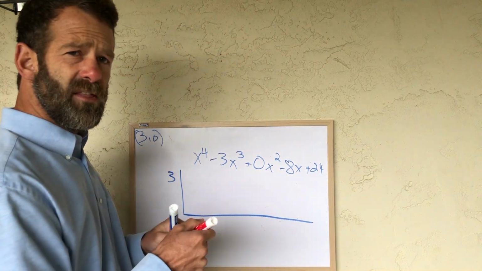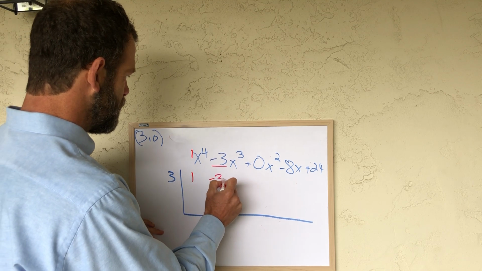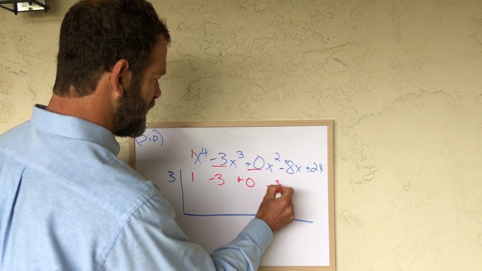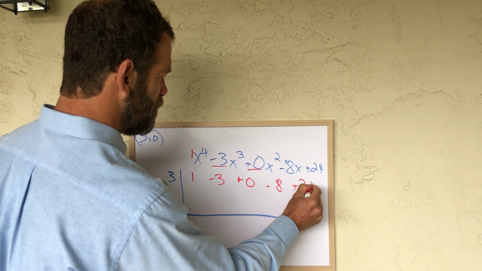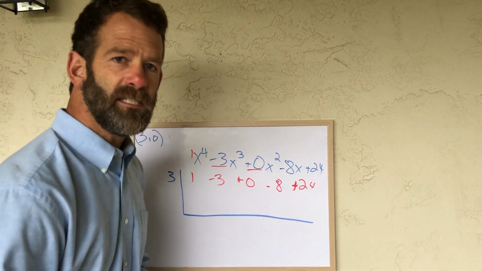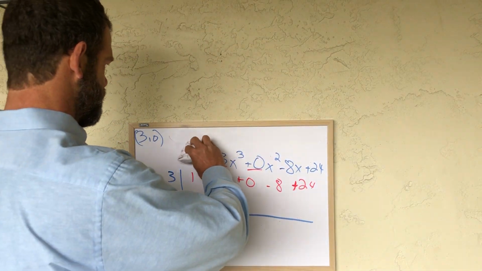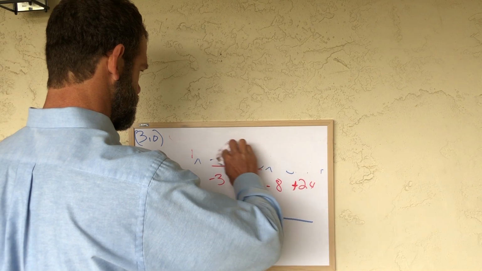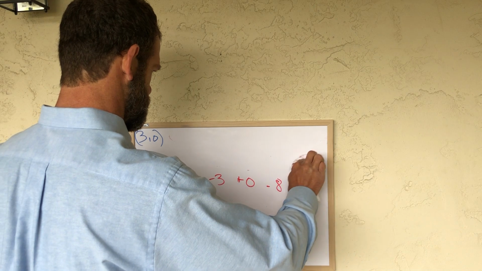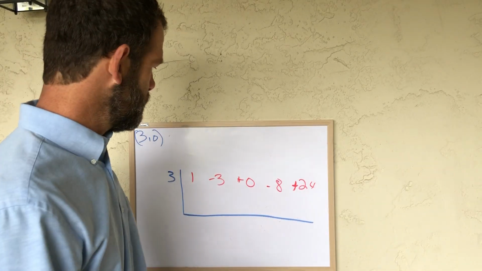Now I'm going to list the coefficients. I have an invisible 1. I have a negative 3. I have a plus nothing, 0. I have a negative 8. And I have a positive 24. This is set up with synthetic division right now. Okay. I'm going to get rid of all of this, just so it cleans it up a little. Not as many numbers to look at.